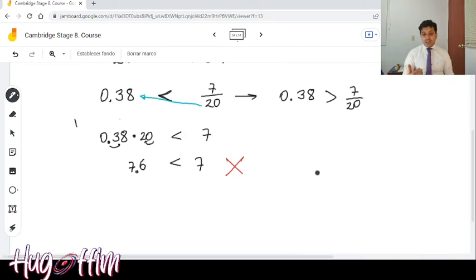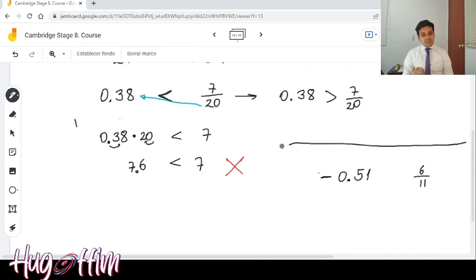And to finish, I would like you to work on the following example. Which will be the highest, 0.51 or 6/11? Which one will be higher? Show me your method, show me your ideas of how you will do it, and comment if the method I use is helpful for you in order to compare this fraction.